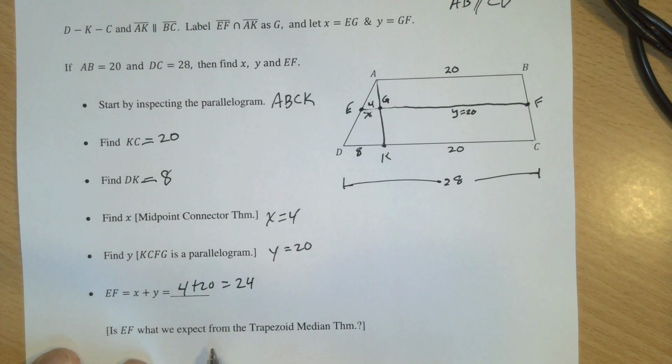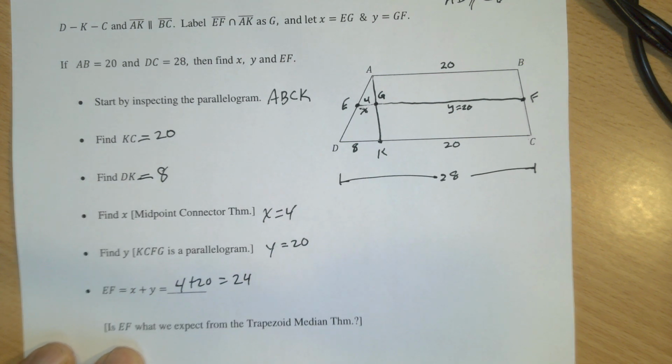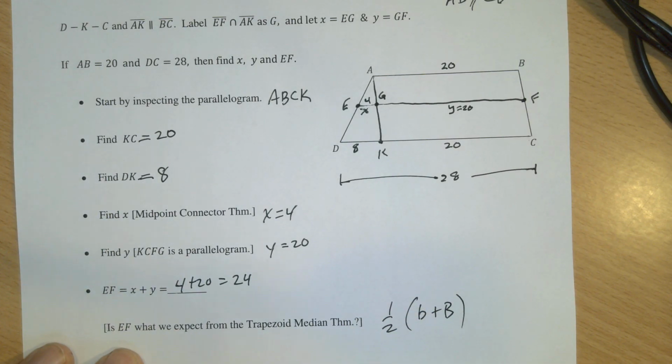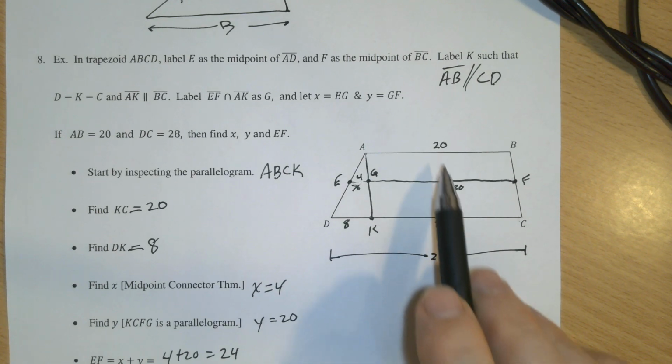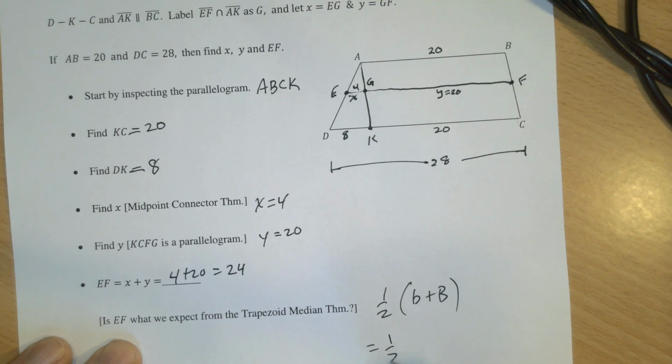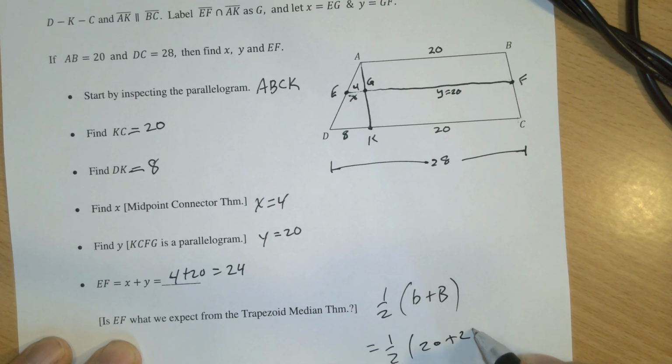That's the end of the problem, but let's answer this question. Is EF what we would expect from the trapezoid median theorem? Well, do you remember what the length of the median is in a trapezoid? We would expect it to be 1/2 the sum of the bases. Well, the bases are 20 and 28. So 1/2 of 20 plus 28, that's half of 48, that's 24.